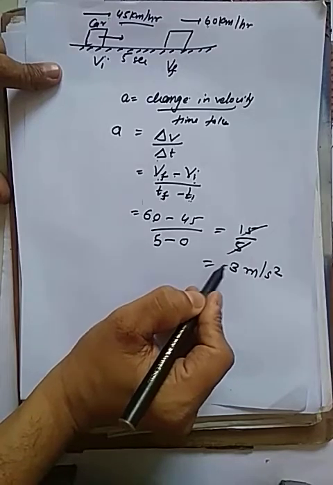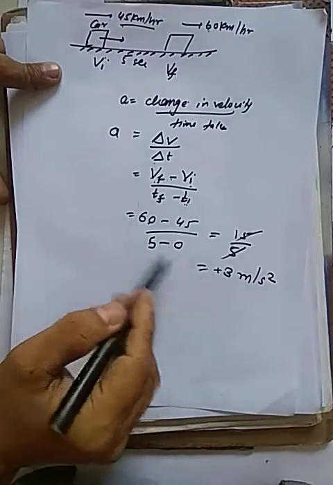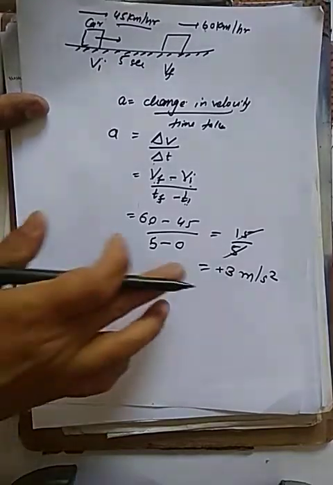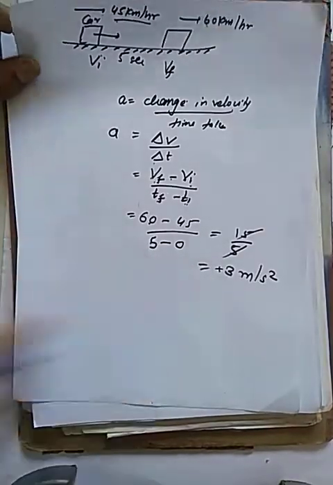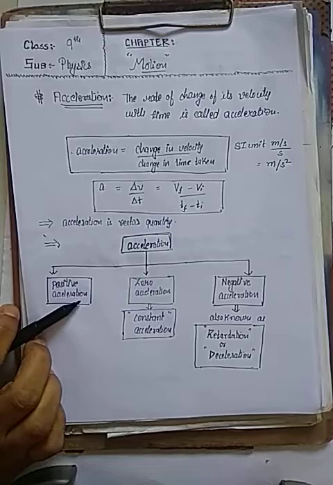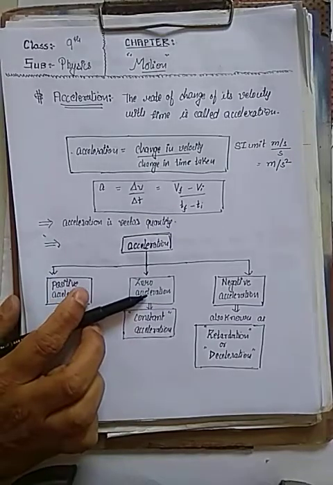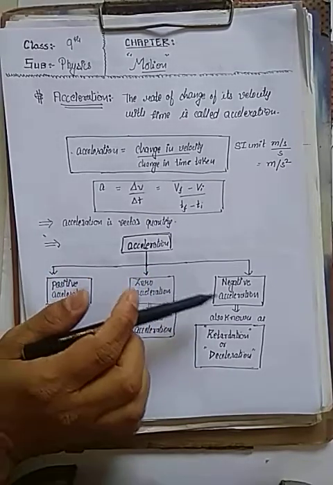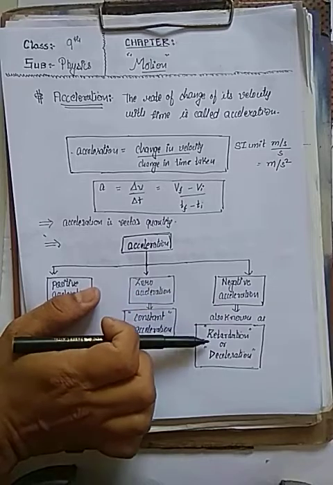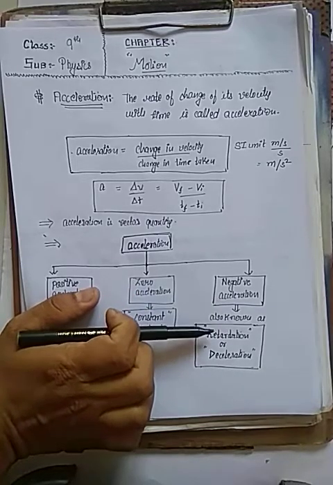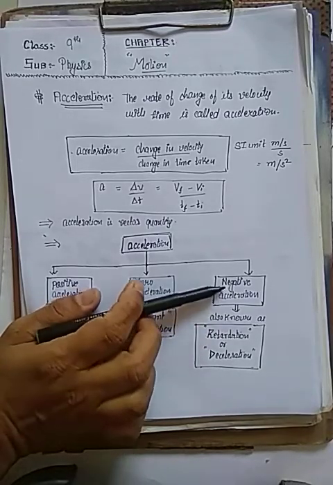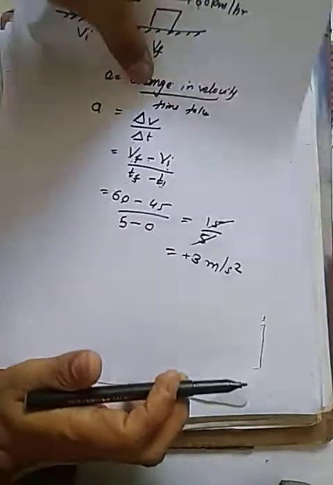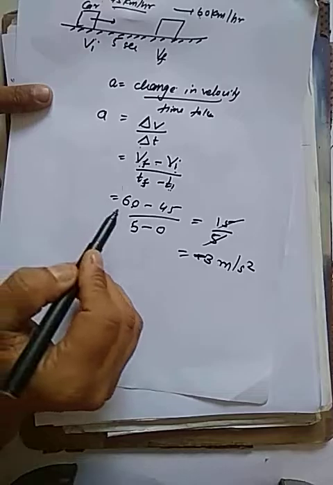Minus is not 10, it is plus. So I can say this is positive acceleration. So we have positive acceleration, we have zero acceleration, we have negative. Students, negative acceleration is also known as retardation. Mind my words. If I get the value minus 3, then minus indicates the speed is decreasing.